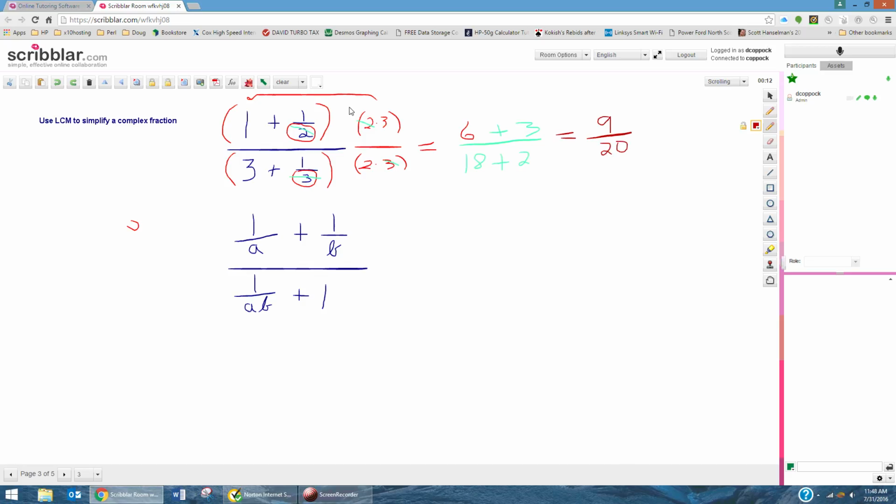Now you can try simplifying this using the other method. In the numerator you'd get 3/2. In the denominator you'd get 10/3. You'd multiply the numerator by the reciprocal of the denominator. Again, I think that's a more difficult method. For this problem right here, we've got 3 denominators to look at.